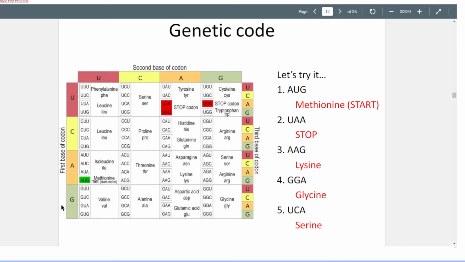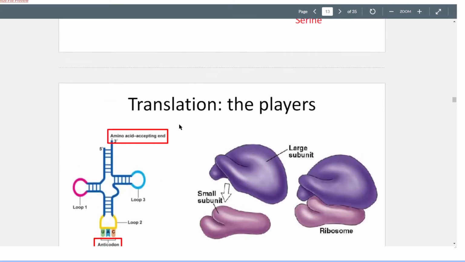Glycine would be GGA, glycine. Again, if the third base changes for any reason, then it would be silent. And then serine, or UCA, would be serine.